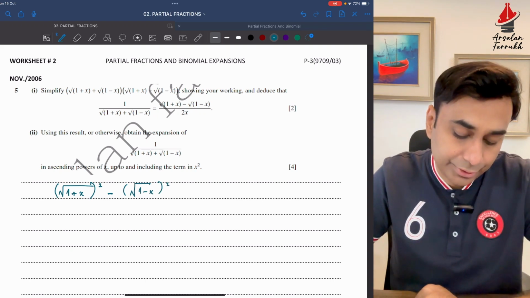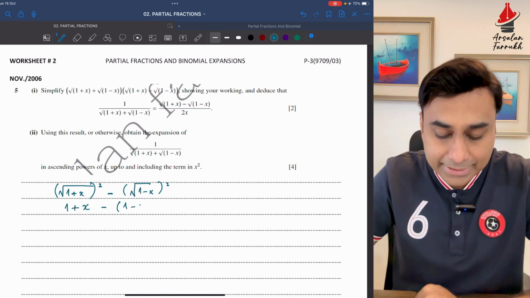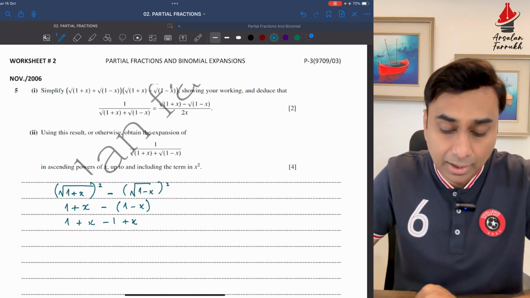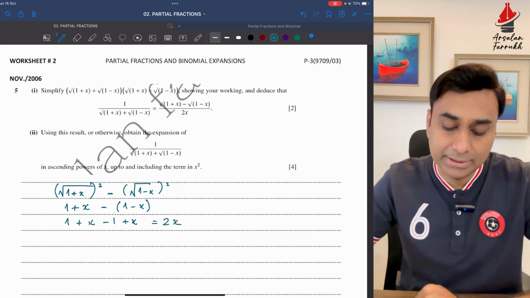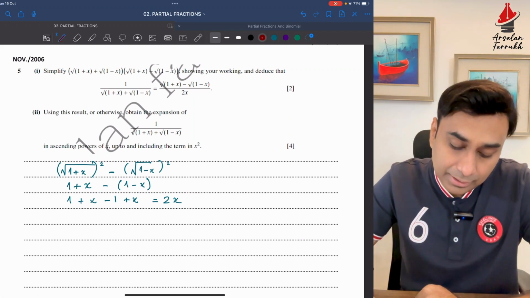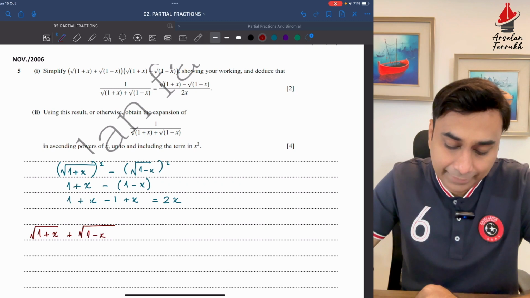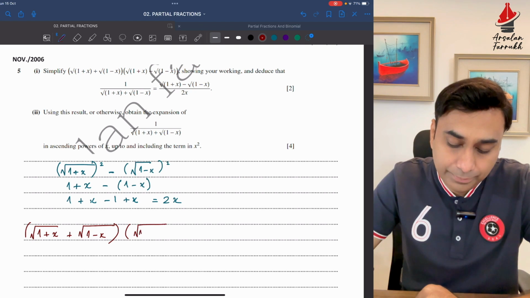And once I do that, you know that square and square root will cancel, so this is going to become 1 plus x minus 1 minus x. This will become 1 plus x minus 1 plus x, and that simplifies to 2x. I've got myself a simplification of this, and that basically tells me that under root 1 plus x plus under root 1 minus x times under root 1 plus x minus under root 1 minus x is equal to 2x.